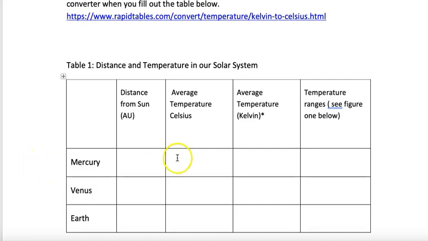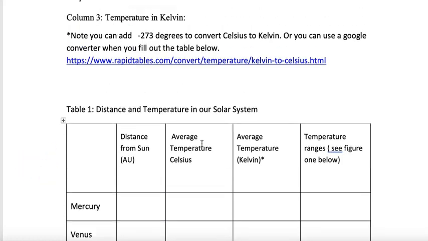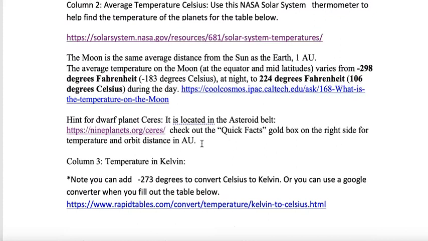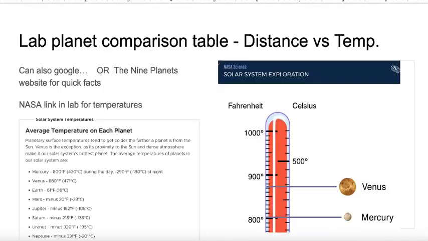Then you're going to figure out their average temperature, and I've given you some different resources. One simple resource is the NASA website, which has the temperatures right here and has a thermometer that you can use to guesstimate the approximate temperature.